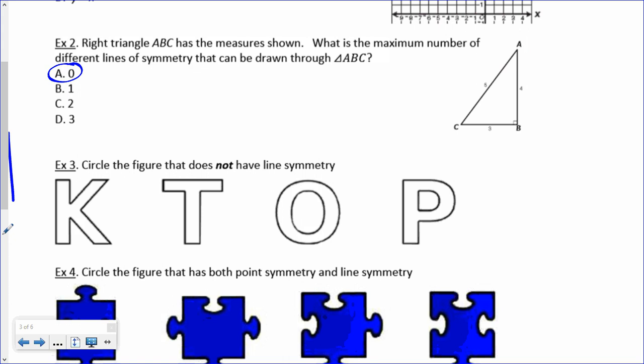Zero. Because all the sides are different, you can't cut a scalene triangle in half. So all the sides are different lengths. Those are just numbers, 3, 4, 5, let's talk about the lengths. Everybody see how I did that one? Yeah.